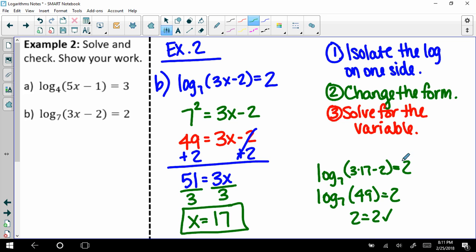So again, you're checking that both sides are going to be equal, but you're also checking that when you plug that number back in, it does not make a negative inside the log, because we're not allowed to have a negative inside the log. So if it did, you would have to get rid of that answer.